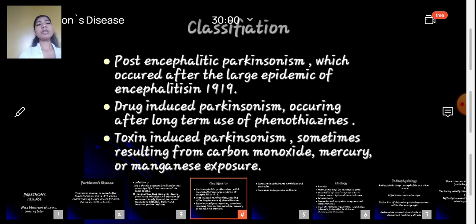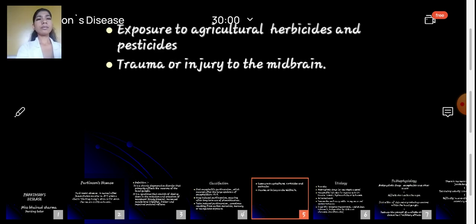Classification: post-encephalitic Parkinsonism, which occurred after the large epidemic of encephalitis in 1919. Drug-induced Parkinsonism occurring after long-term use of phenothiazines. Toxins include Parkinsonism, sometimes resulting from carbon monoxide, mercury, or manganese exposure. Exposure to agricultural herbicides and pesticides, trauma or injury to the midbrain.